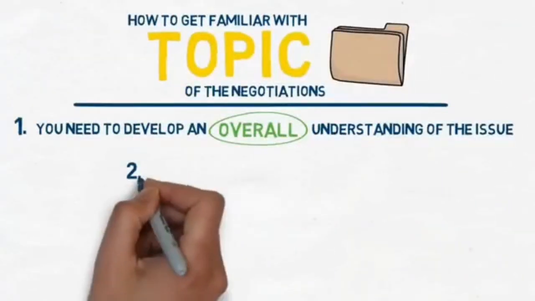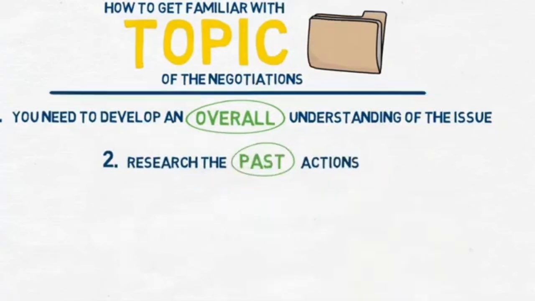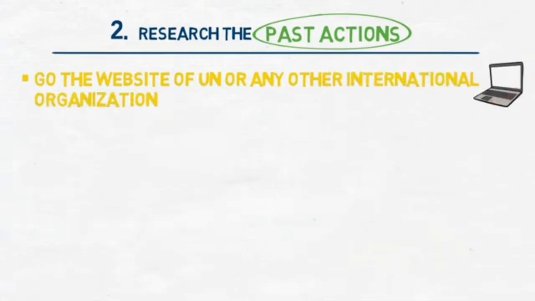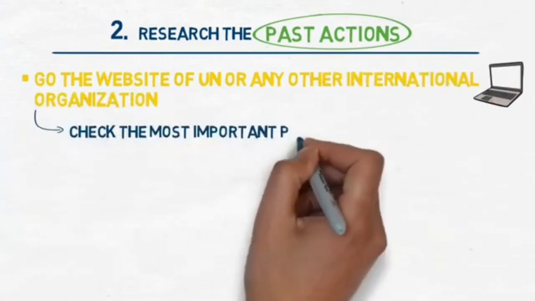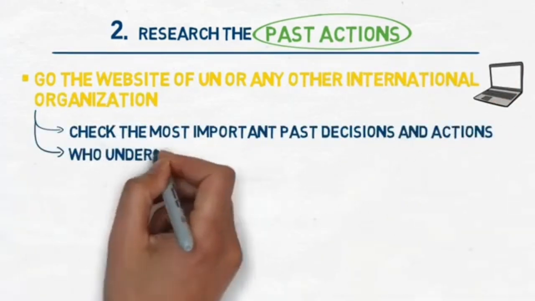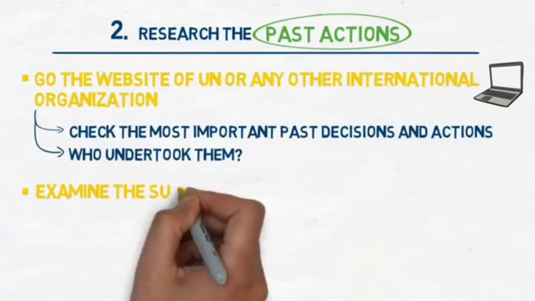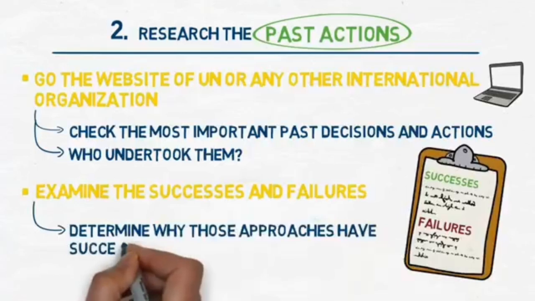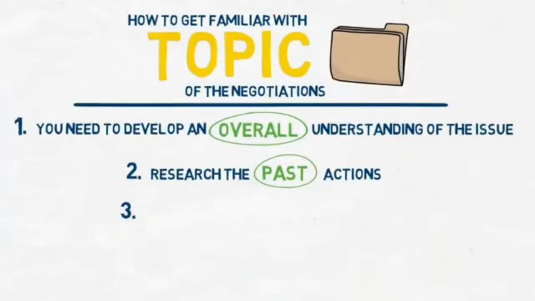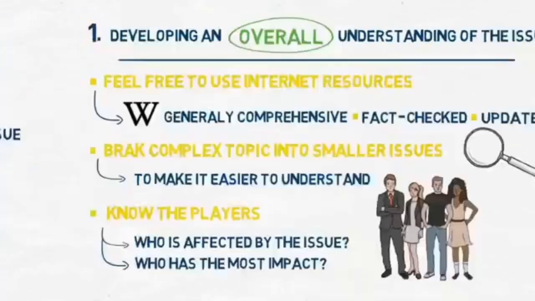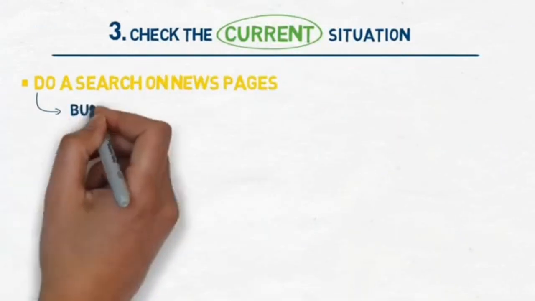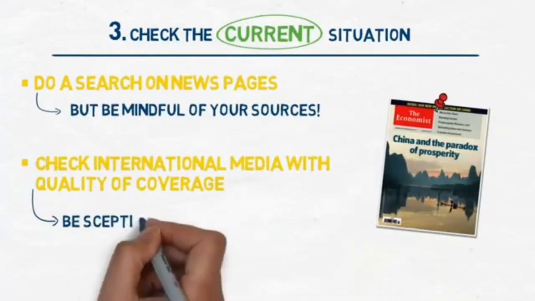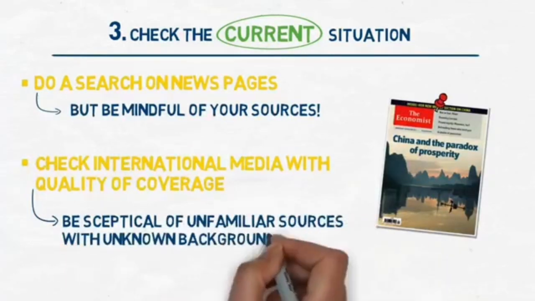The next thing you should do is to research the past actions. It is recommended to go to the UN website or any other international organization and check for the most important past decisions and actions taken regarding your topic and who undertook them. It is also important to examine the successes and failures and to attempt to determine why these approaches have succeeded or failed. Additionally, you shouldn't overlook the current situation. Do a search on news pages, but be mindful of your sources. Try to check international media with quality of coverage instead of unfamiliar sources with unknown background.